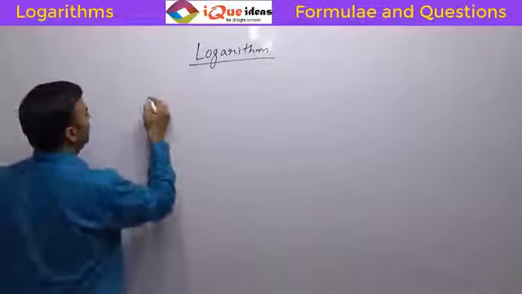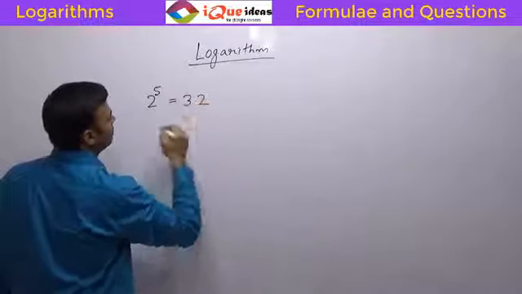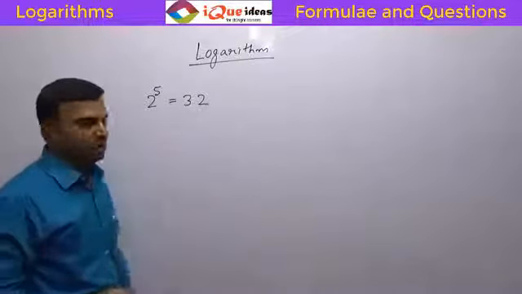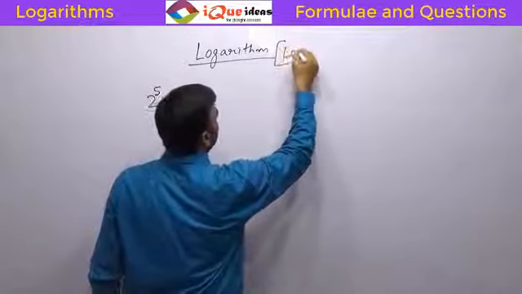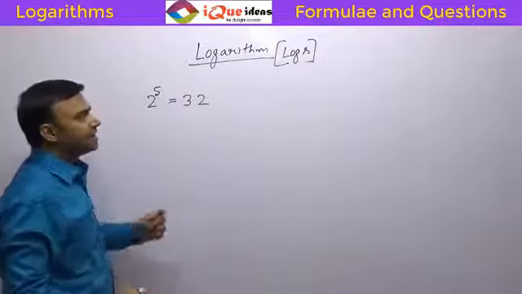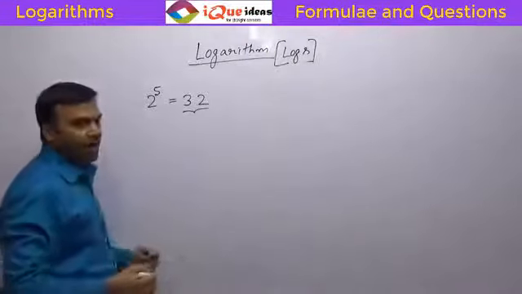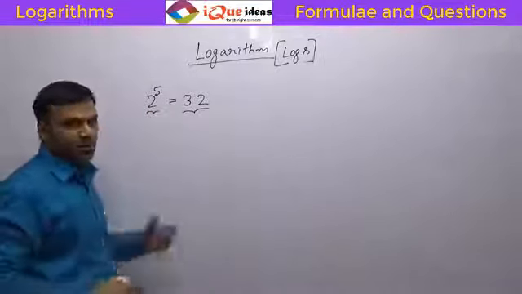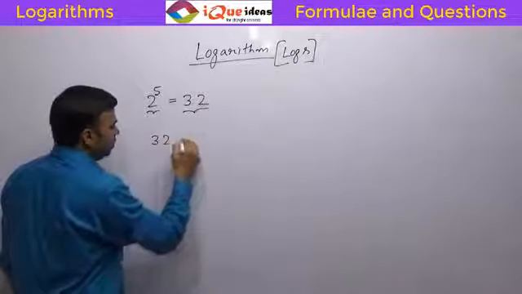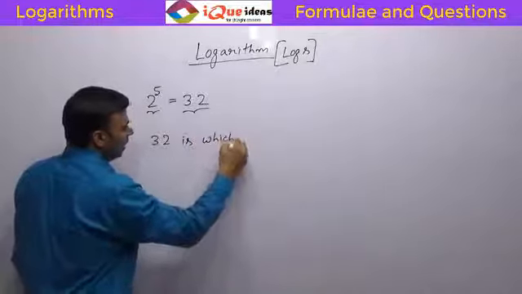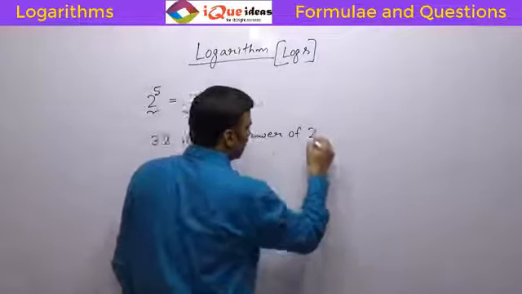So for example, if I have 2 raised to the power 5, we know the value of this is equal to 32. So 2 to the power 5 is equal to 32. Now, what is the meaning of log? In short, logarithm is called log. How do we express it? Log is a function which tells us that a given number is what power of another given number. So in this case, 32 is which power of 2? For this question, the answer is 5.